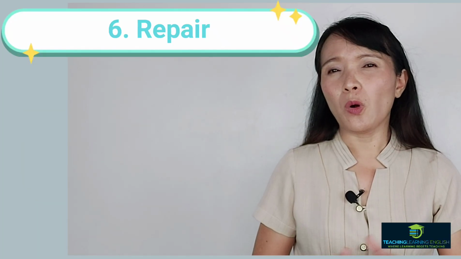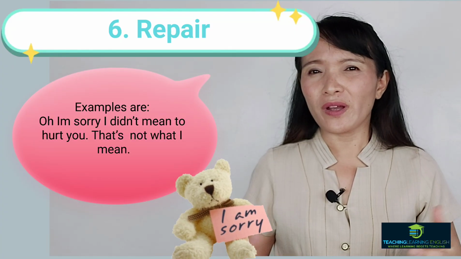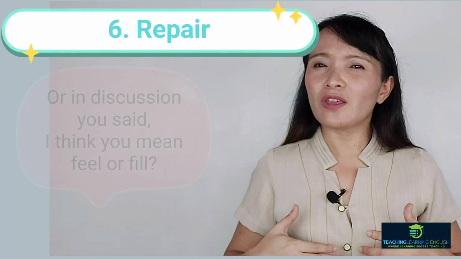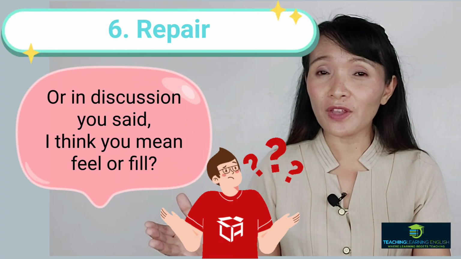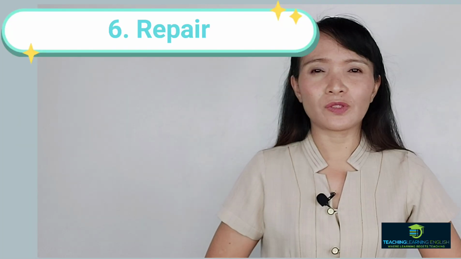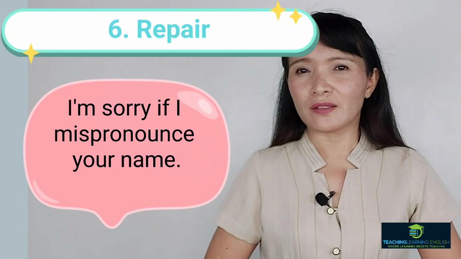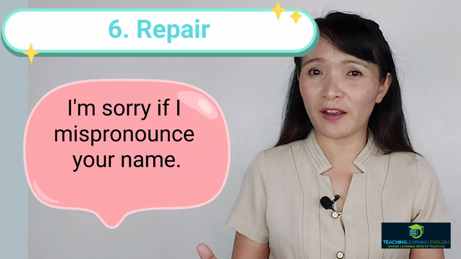Examples are, "Oh, I'm sorry, I didn't mean to hurt you. That's not what I mean." Or in discussion, you said, "I think you mean feel or feel." You are clarifying something. In the conversation, what's the example? I guess when I said, "I'm sorry if I pronounced your name," that is repair.